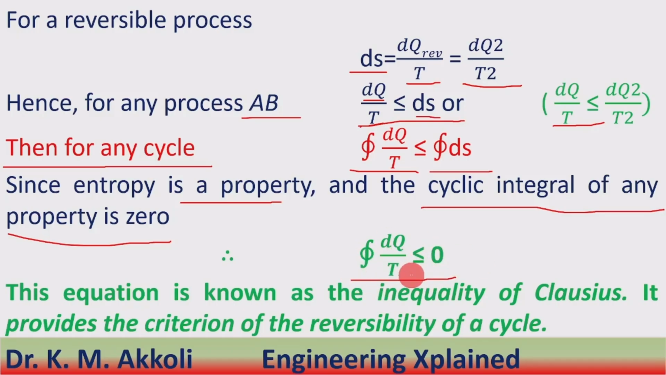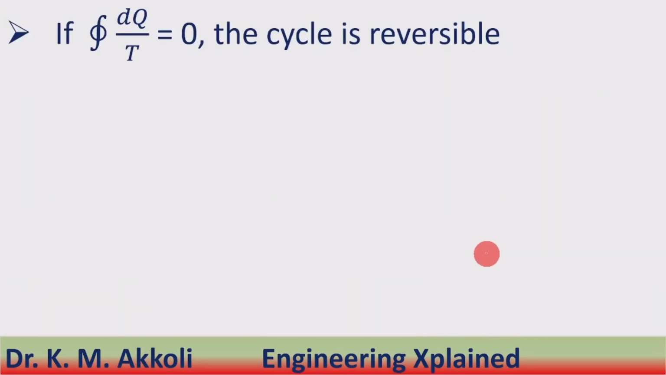This equation is known as the inequality of Clausius, or Clausius inequality, and it provides the criterion of the reversibility of a cycle. Whether the cycle is reversible or irreversible can be known by using this equation, and those conditions we are going to see in the next slide.